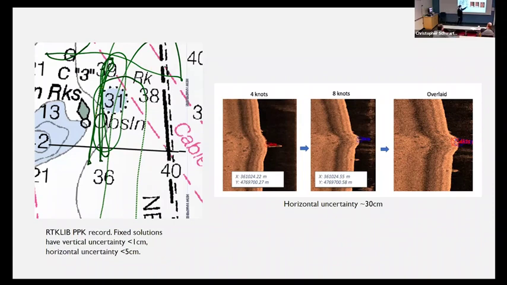So when we look at the side scan record, the mooring chain was nicely co-registered in both data sets at 4 and 8 knots, and we're seeing about 30 centimeters of horizontal uncertainty. But almost all of that uncertainty is in the across track direction, and so it's probably not really related to a latency issue, and it's probably more related to just the vessel crabbing differently with different speeds in this area.